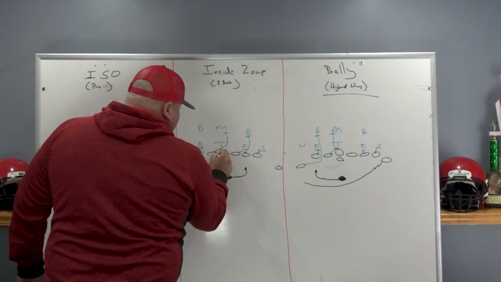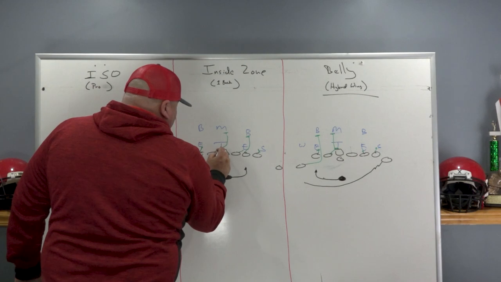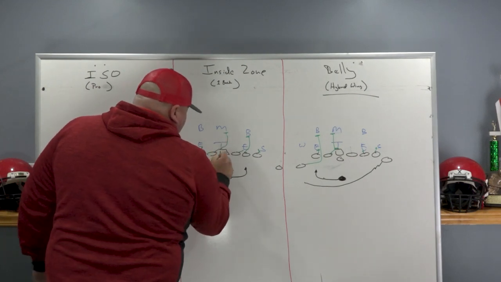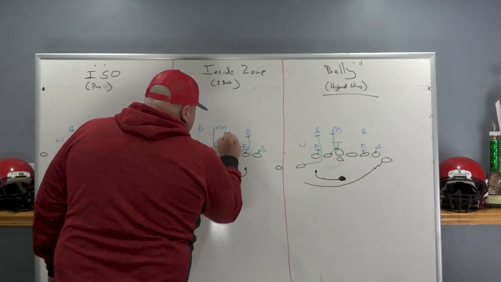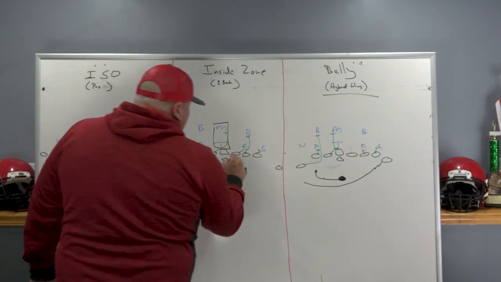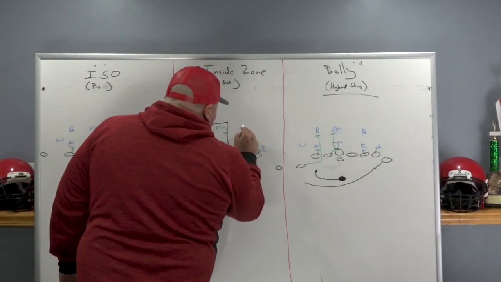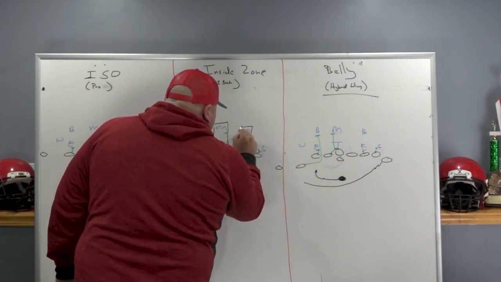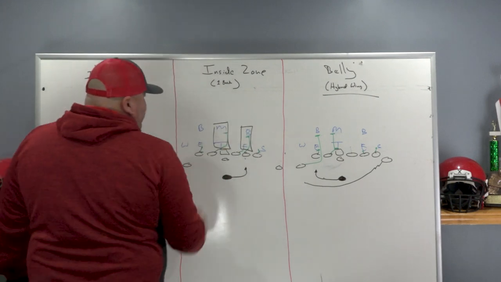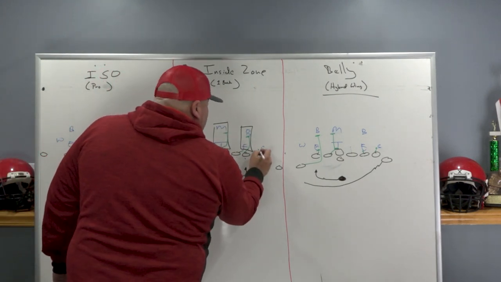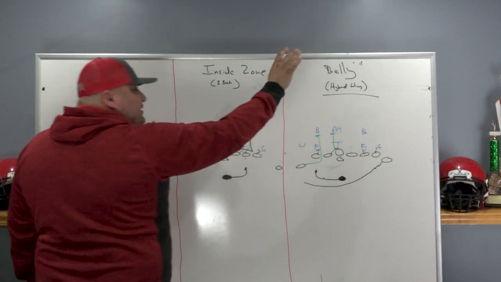The left guard and center are gonna work a combination of the tackle and Mike. So the left guard and center are responsible for these two guys in this cylinder here. The right guard and right tackle are responsible for these two guys in this cylinder. So we got 4-for-4 in that situation. The tight end should get his head in the hole and drive that Sam out of there.